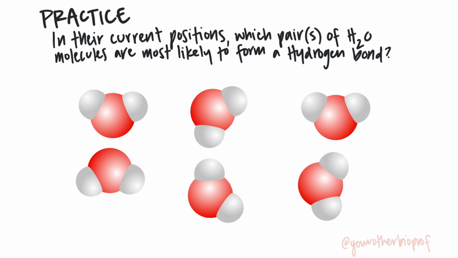Ready? All right, if you said this last pair, well done. Why? Well, I said in their current position, so you're not moving anybody around. The partial negative of the oxygen of one water molecule is already oriented towards that partial positive hydrogen on the other. So those are going to attract. Whereas our other pairs are oriented so that we've got partial negative facing partial negative and partial positive facing partial positive. Those are not going to attract each other. So you're not going to see any hydrogen bonds there.